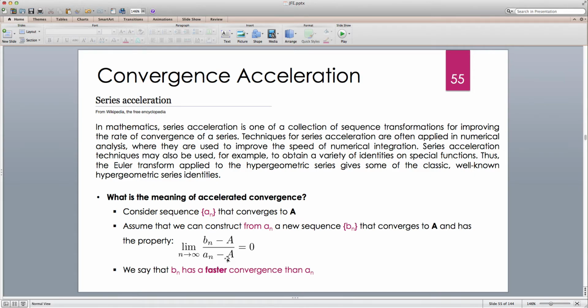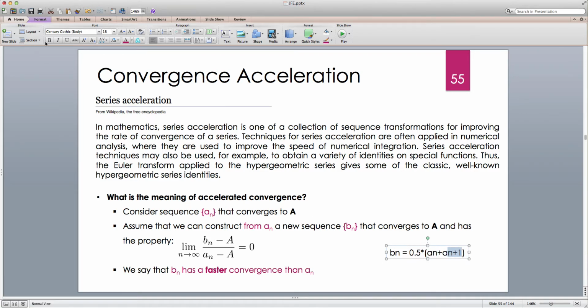All right, so if this number is not 0, bn and an have the same convergence rate, and that transformation that we used doesn't do anything better. But if this limit becomes 0, this sequence bn converges to the same limit as an but with a faster convergence rate. Now let's look at one example. So let's say bn, one example, is bn equals, for example, half times an plus an+1.